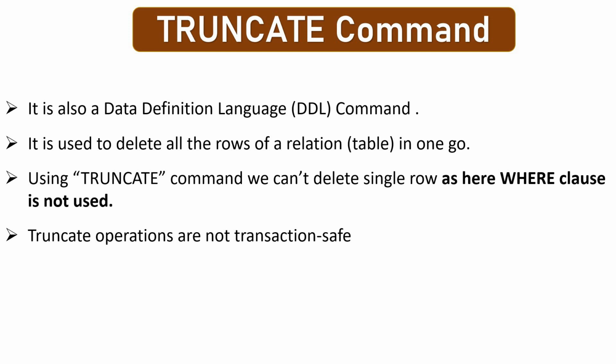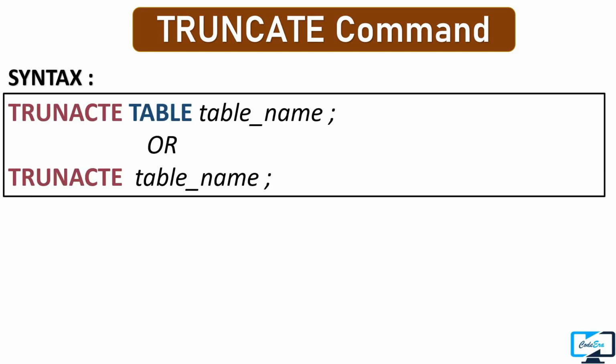So always use this command only and only if you are sure about the delete operation of that particular table. To use this command, we have to write truncate table and then the name of the table. This truncate command will delete all the rows of that particular table, but the structure of that table will remain the same. That means it won't delete the table itself. It will just delete the rows of that table.